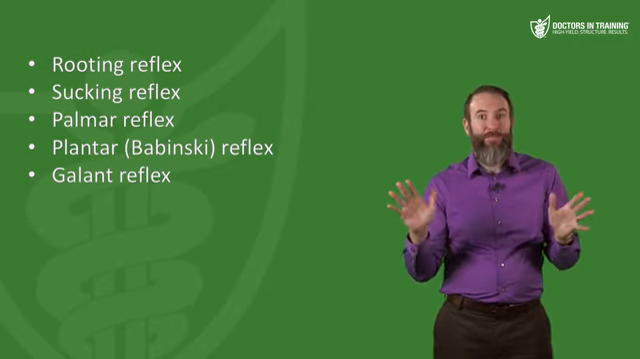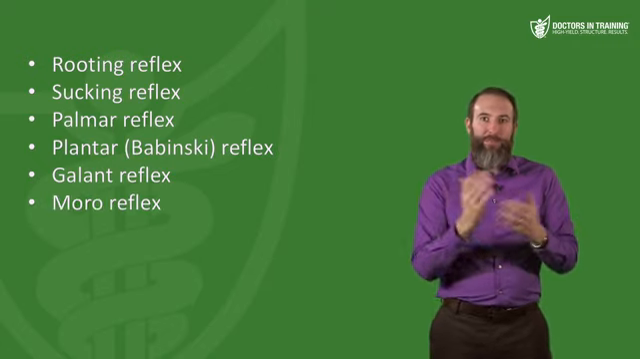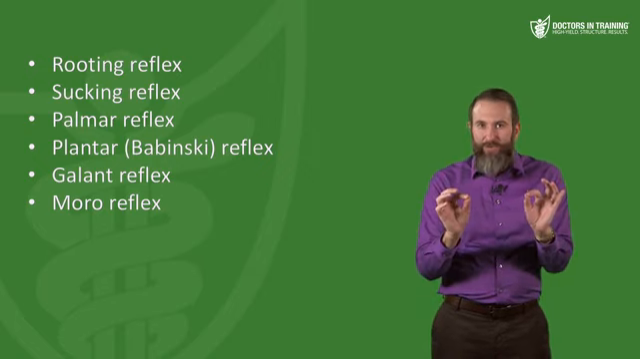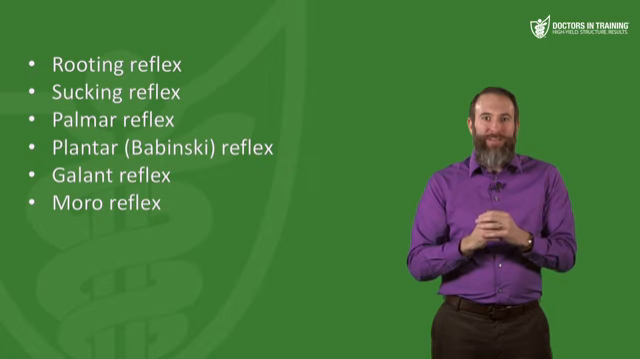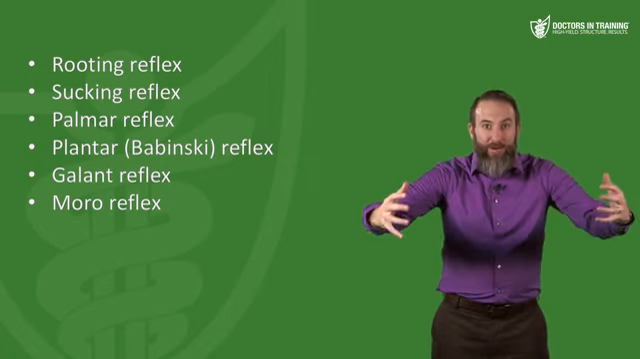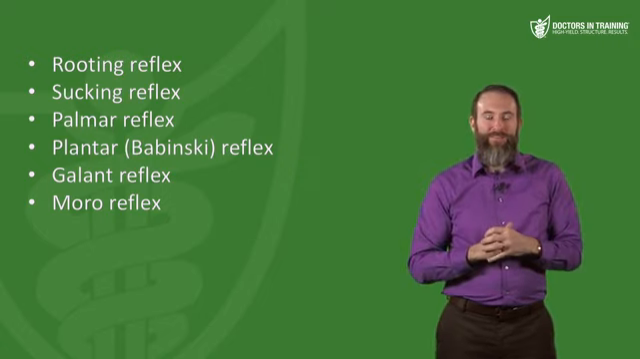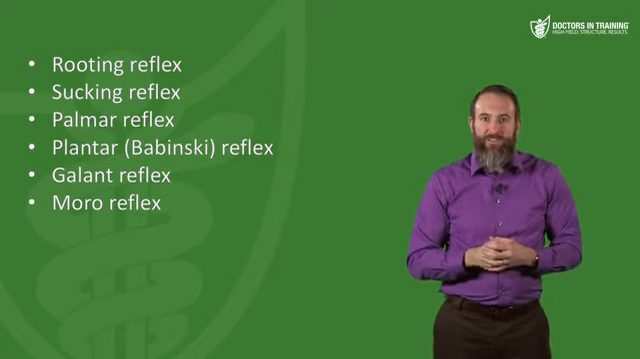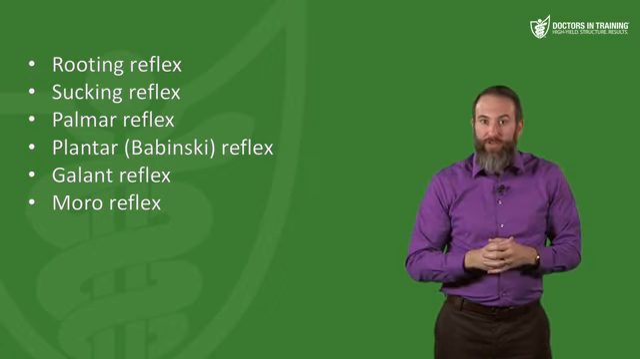But my absolute favorite one is the Moro reflex, where you lay the baby flat on the table, lift them up by the arms just an inch or two, and then let them drop gently back to the exam table. The reflex responds as they abduct and extend the arms, and then they flex them. It's kind of interesting, like they're trying to give you a hug. It's like their response to falling is to reach out and grab a hold of something.